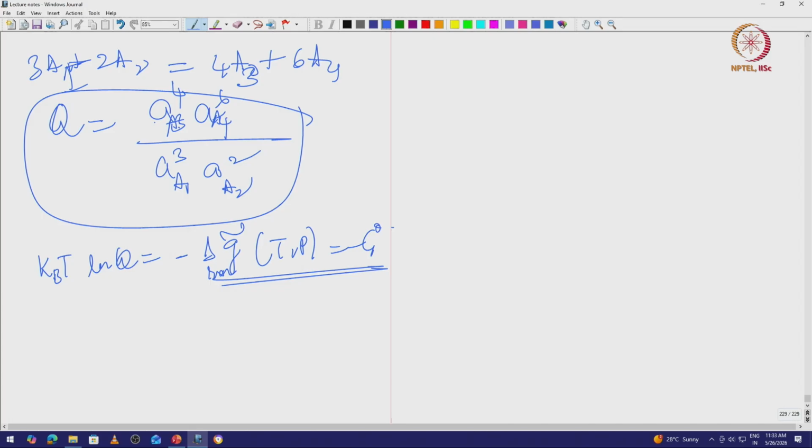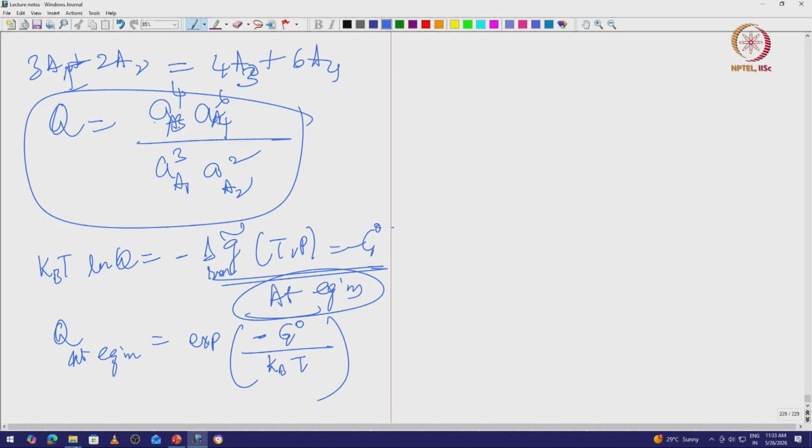I am going to define, yeah. So, Q then, right. So, this is at equilibrium. At equilibrium, Q turns out to be exponential of minus G naught by kT. Okay. So if I know the G naught of the pure reaction, so pure reactants and products reacting at a given temperature and pressure, then Q at equilibrium is exponential of minus G naught by kT, okay.